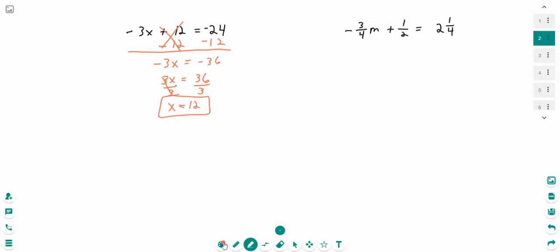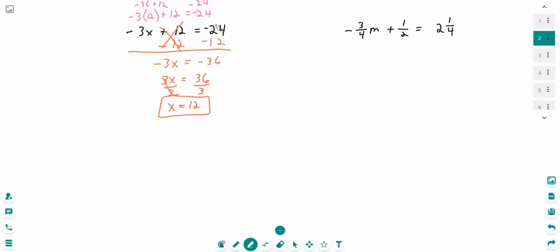And again, if we wanted to make sure we got the right answer, we can go back to the top and plug in that 12 for the x and make sure that it works out to be a true equation. So negative 3 times 12 would be a negative 36 plus 12. And a negative 36 plus 12, if you do the math on that, indeed turns into a negative 24. Which, whoops, this was supposed to be a negative 24. I forgot my negative sign. But that works out. It's a true equation.